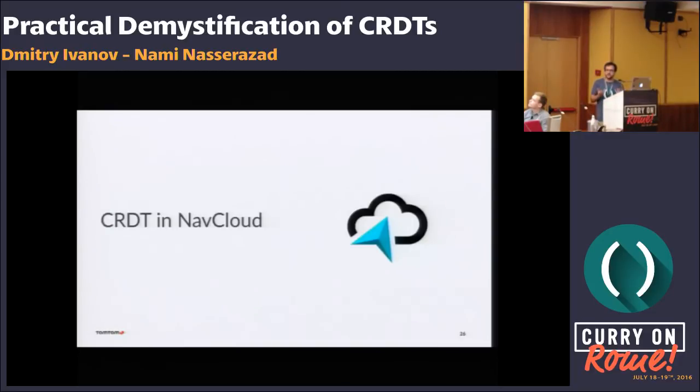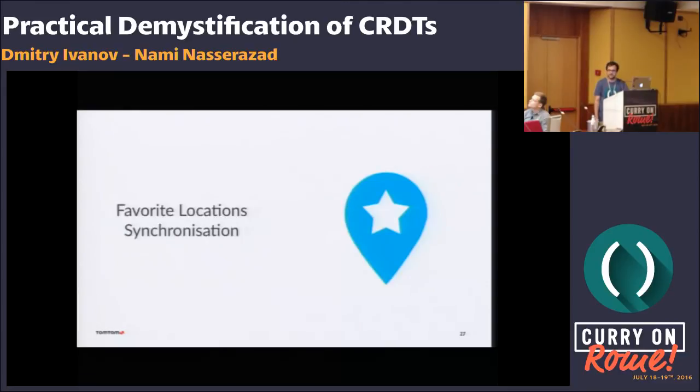So let's see whether CRDTs can solve our problems in NavCloud. In NavCloud, we are synchronizing different navigation information. One of them is favorites. You go somewhere, you like it, you mark it as a favorite. We also sync other things like routes, points of interest, and a lot of other things, but this is an example. And each favorite has different attributes, like longitude, latitude, name, and other things.